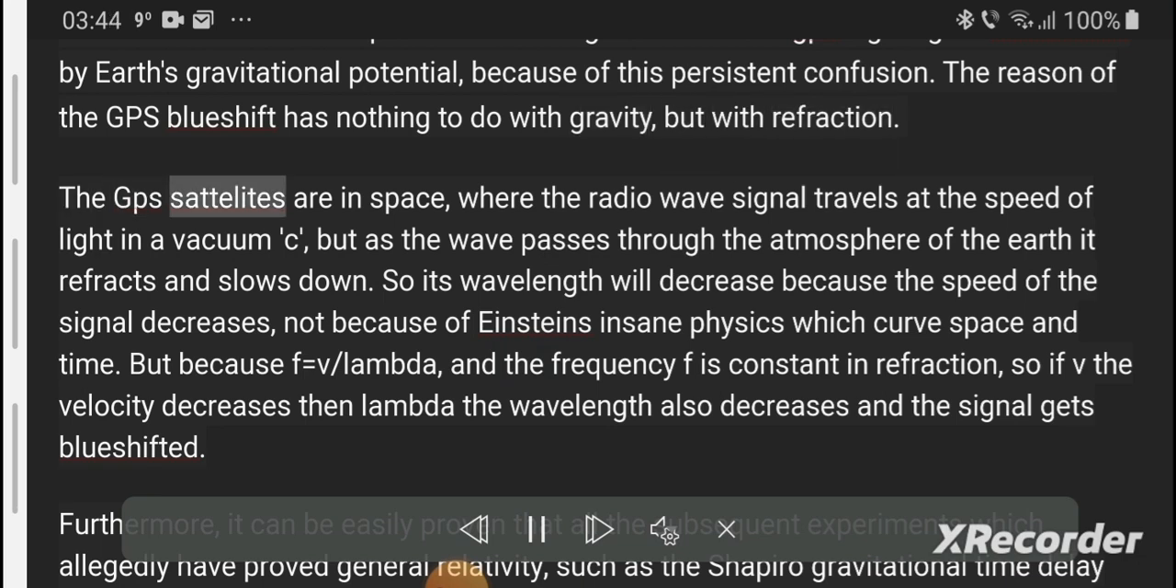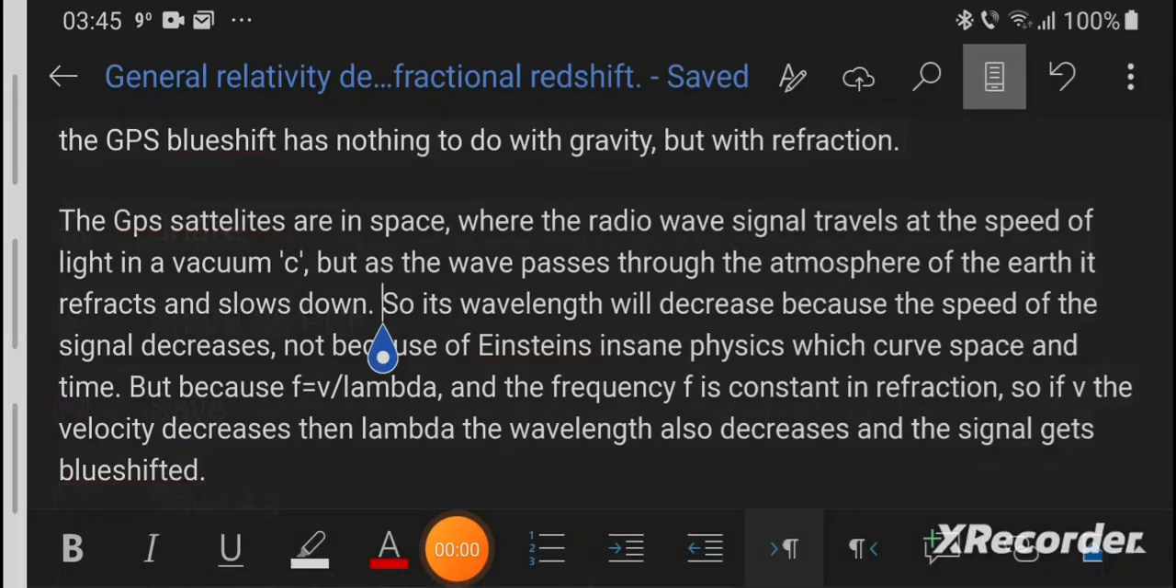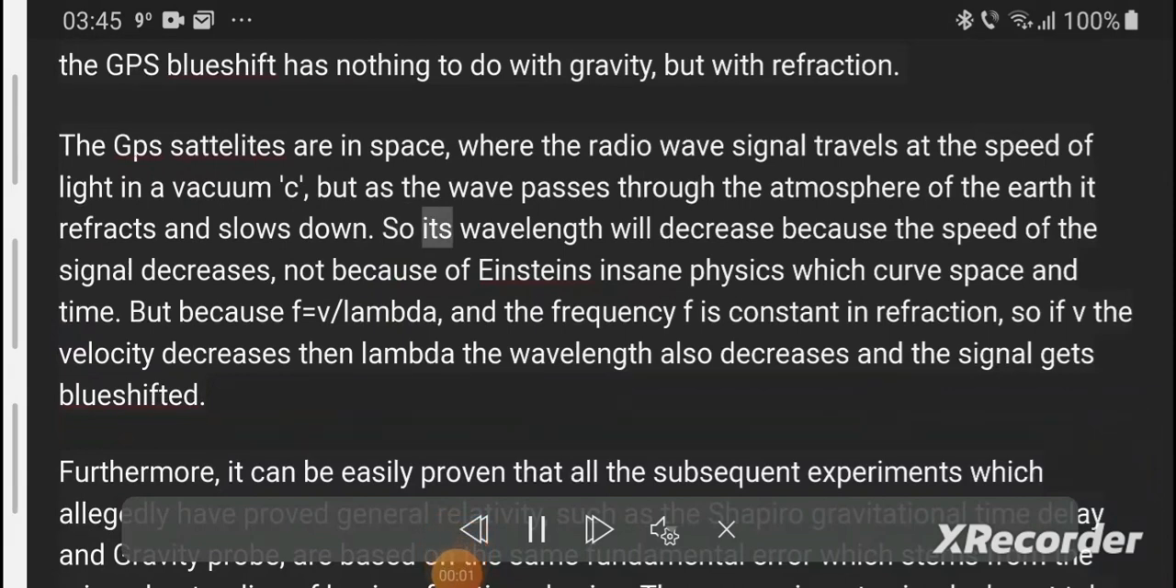The GPS satellites are in space, where the radio wave signal travels at the speed of light in a vacuum, c, but as the wave passes through the atmosphere of the Earth it refracts and slows down. So its wavelength will decrease because the speed of the signal decreases, not because of Einstein's insane physics which curves space and time, but because f equals v lambda, and the frequency f is constant in refraction. So if v, the velocity, decreases, then lambda, the wavelength, also decreases and the signal gets blue shifted.